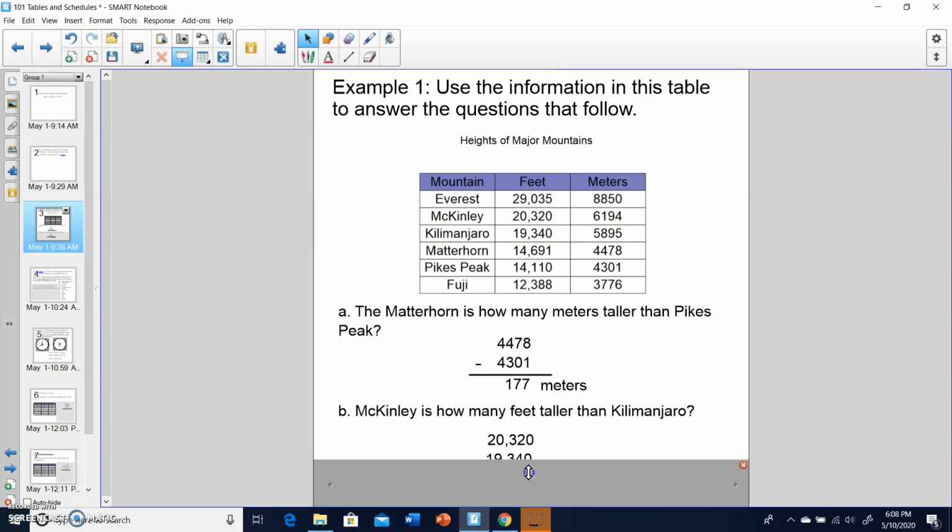And B, McKinley is how many feet taller than Kilimanjaro. So McKinley is right here, and this time the question is asking for feet, which is this column. So here's McKinley, 20,320 feet, and Kilimanjaro is 19,340. And again, we're finding the difference between how much taller it is, so we just subtract the two.